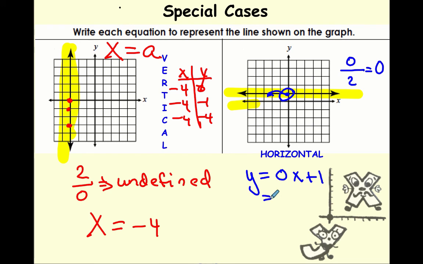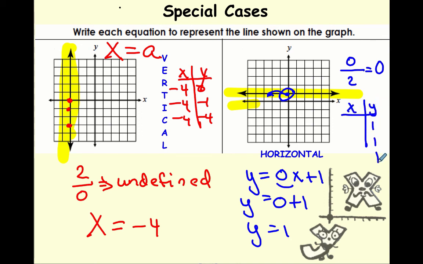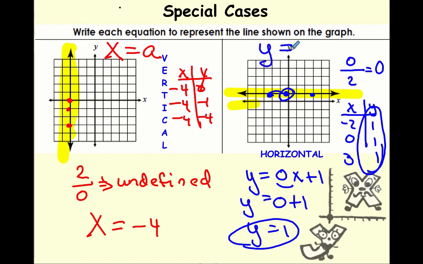But what's 0 times anything? Well, 0 times anything is just 0, so I end up with y equals 0 plus 1, or y equals 1. And the same thing, if I was to do a table of values, every single y for every ordered pair, like this one here, would be negative 2, 1. This right here would be 0, 1. This one over here would be 3, 1. Every single y is 1. And so every horizontal line always has the same format for its equation, y equals a constant.